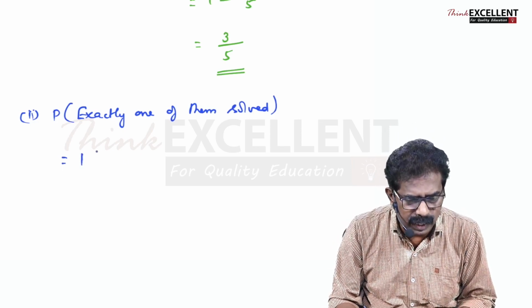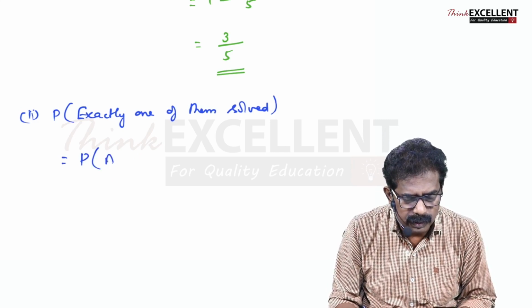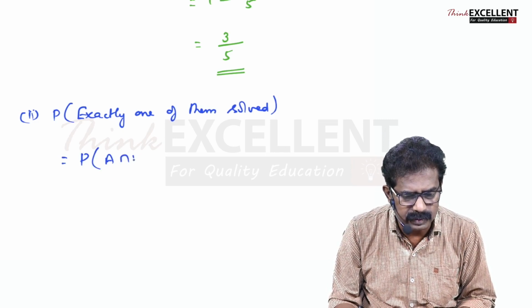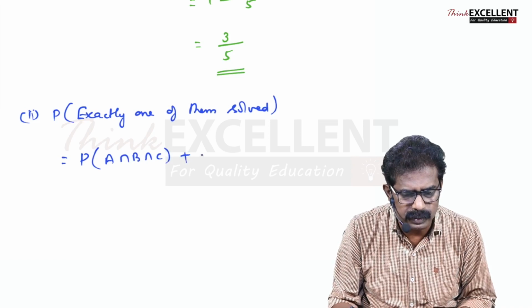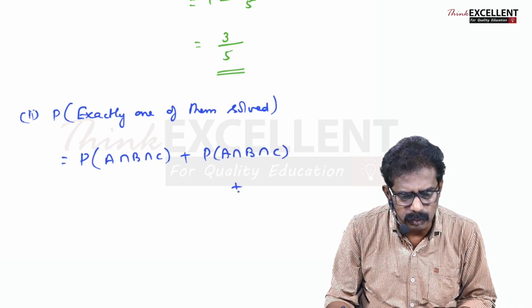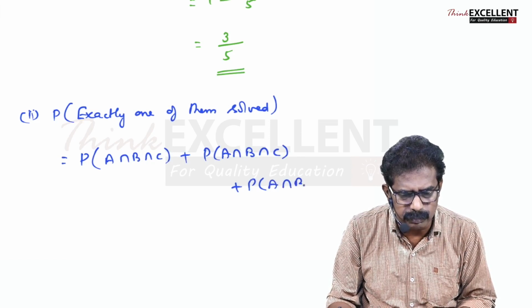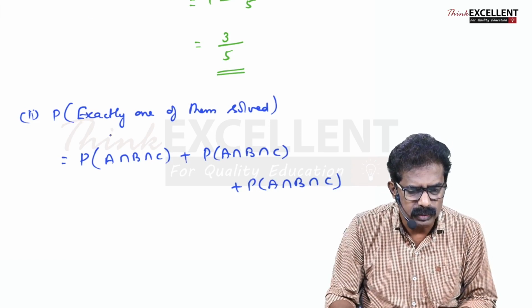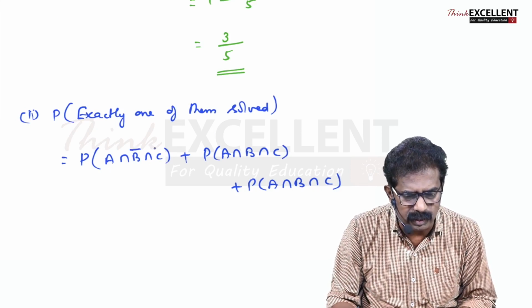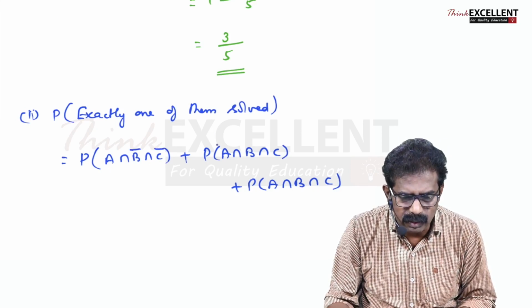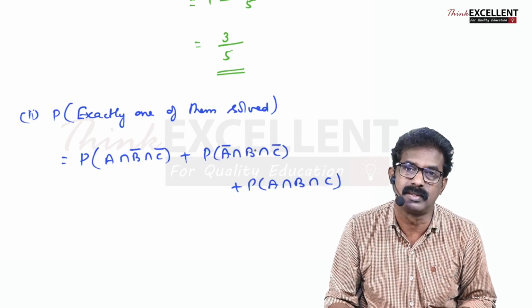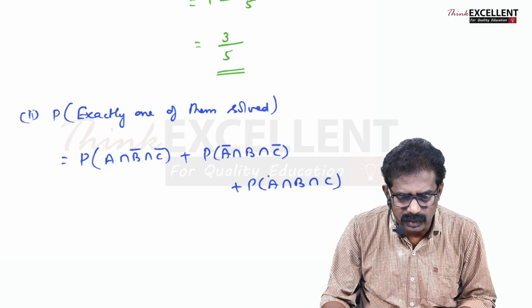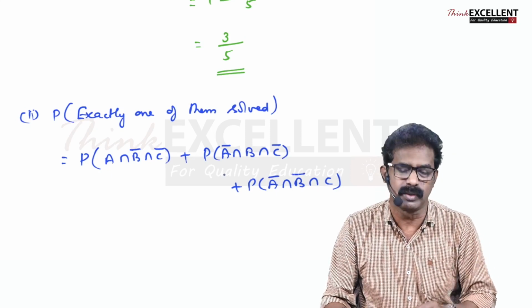So probability that, so easy method you do like this. P of A intersection B bar intersection C bar plus P of A bar intersection B intersection C bar plus one more time you write P of A bar intersection B bar intersection C. Exactly one of them solved, right? So A solved, other 2 not solved. Here B solved, but A and C not solved. The last case C solved, other 2 A and B not solved. Okay, easily you can write it.